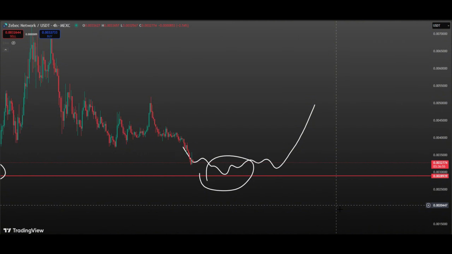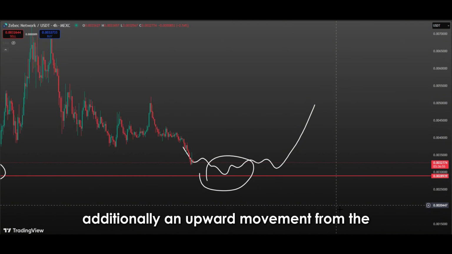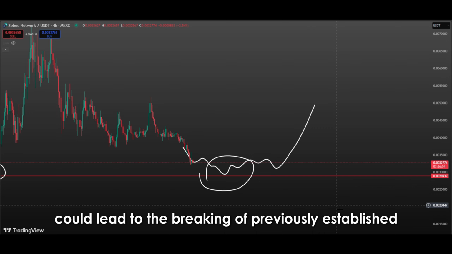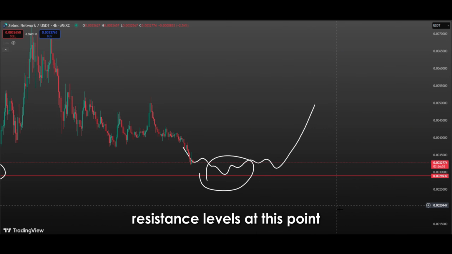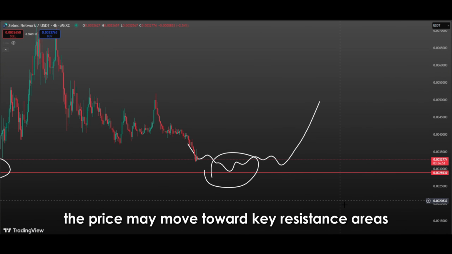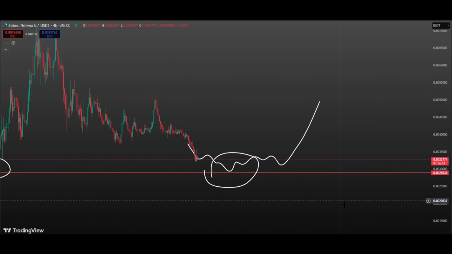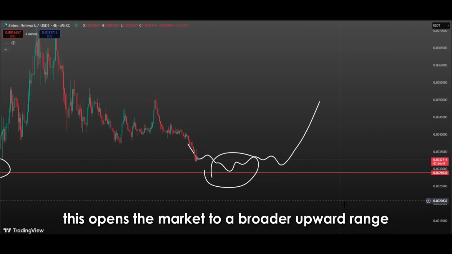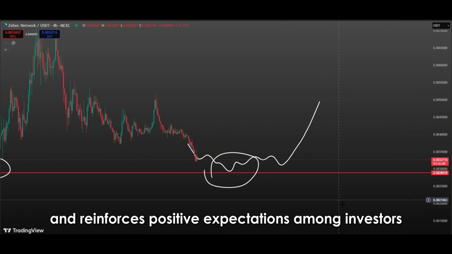Additionally, an upward movement from the support zone could lead to the breaking of previously established resistance levels. At this point, with the strength gained from the support level, the price may move toward key resistance areas, and as these resistances are broken, the trend gains strength. This opens the market to a broader upward range and reinforces positive expectations among investors.